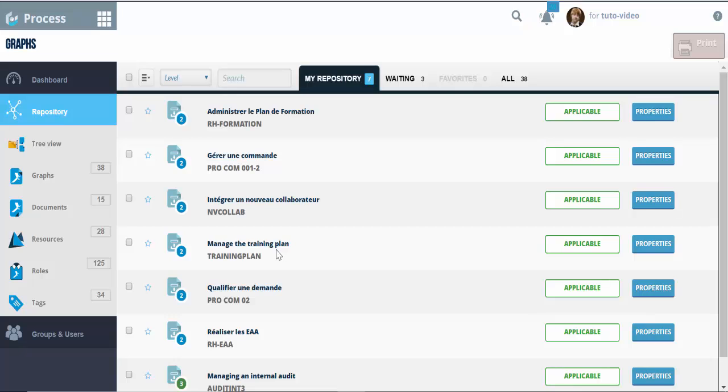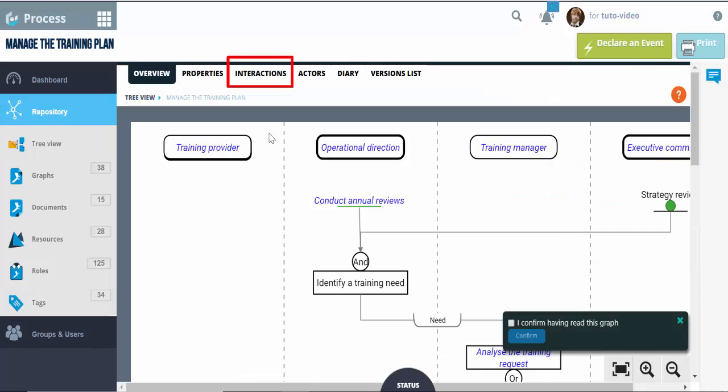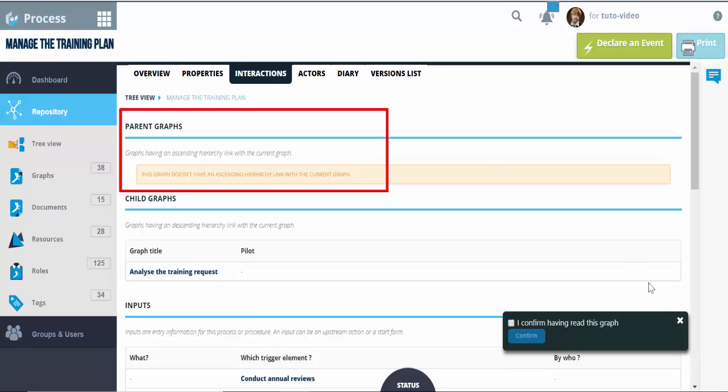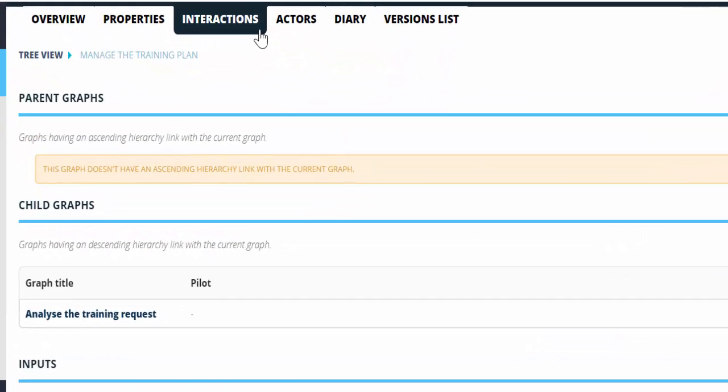Let's take the example of this level 2 graph that is applicable and public. Parent graphs have an ascending hierarchy link with the current graph. In other words, they are of a superior or equal level. For instance, if this level 2 graph was linked to a level 1 graph, then the link to this level 1 graph would have appeared as a parent graph. In this example, there is just no ascending hierarchy.